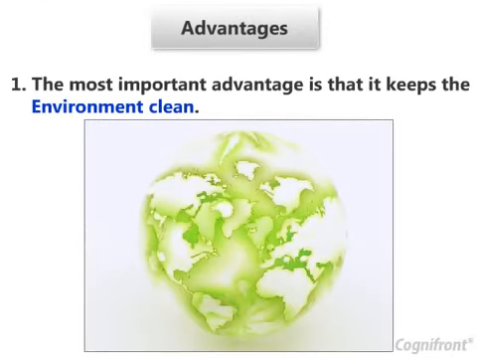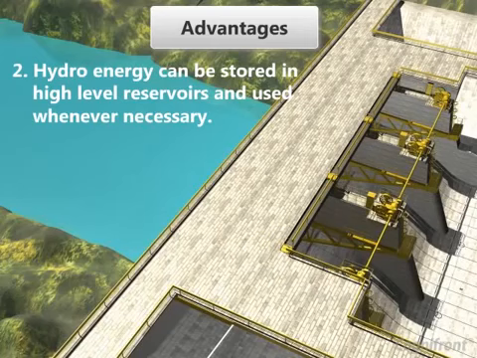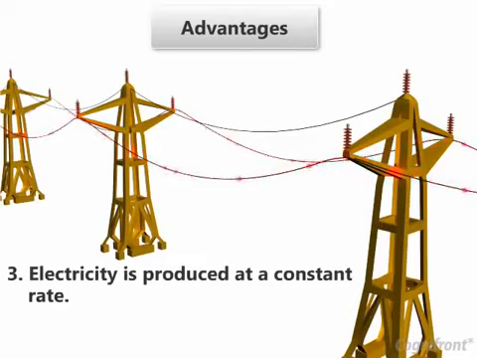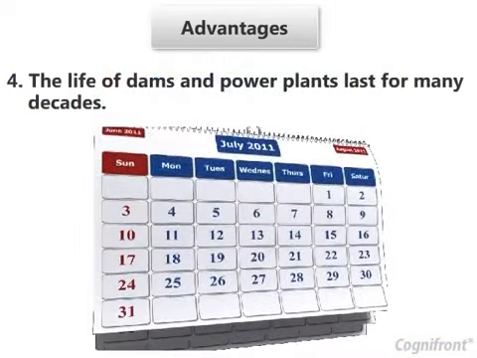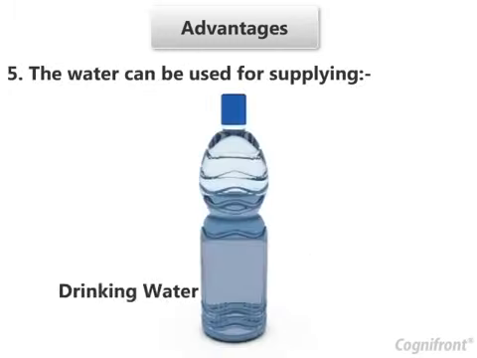Advantages and disadvantages of hydroelectric power plant. The most important advantage is that it keeps the environment clean. Hydro energy can be stored in high-level reservoirs and used whenever necessary. Electricity is produced at a constant rate. The life of dams and power plants lasts for many decades.